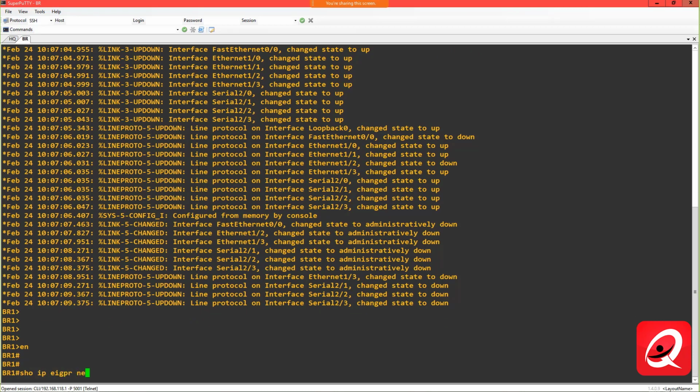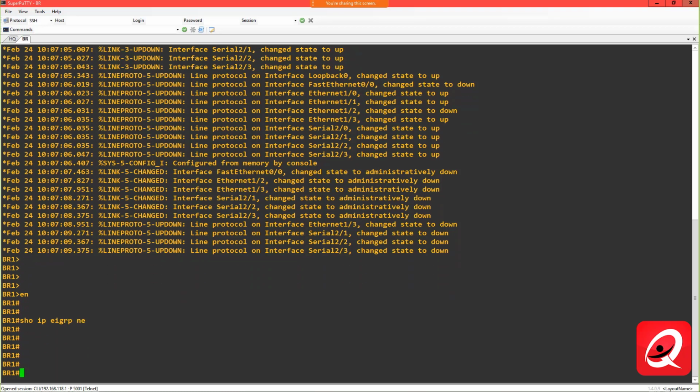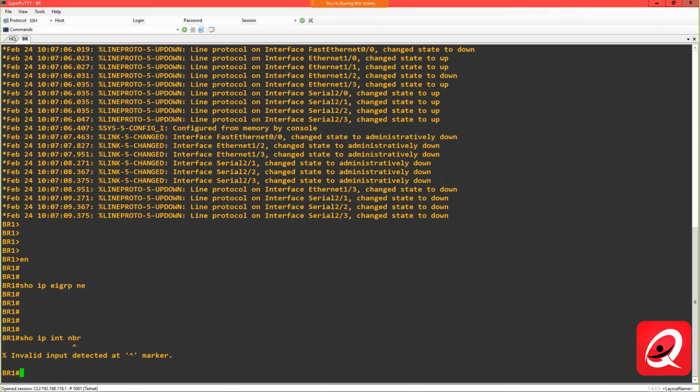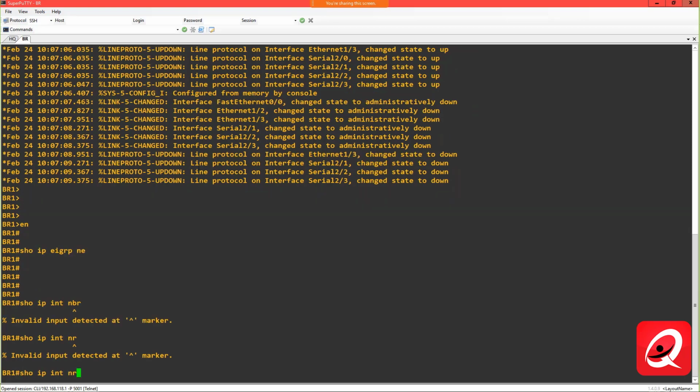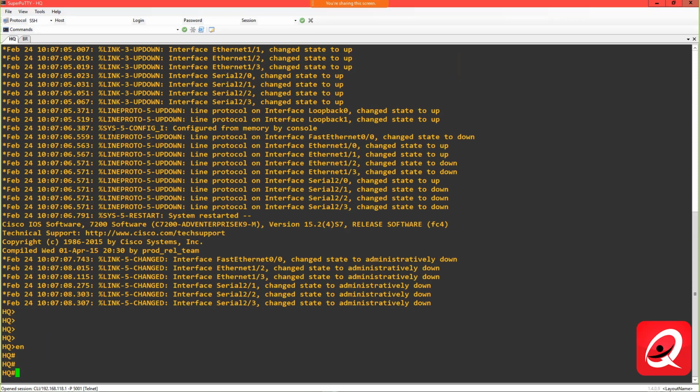Show IP EIGRP neighbors. All right, so let me see if I have IP addresses at least. All right, so we've got IP addresses, but we don't have EIGRP running in this particular topology as of right now. Okay, so let's go ahead and take a look at our base configuration.